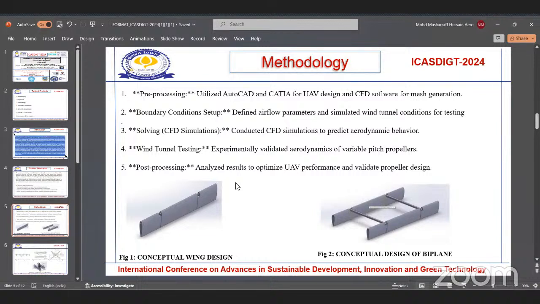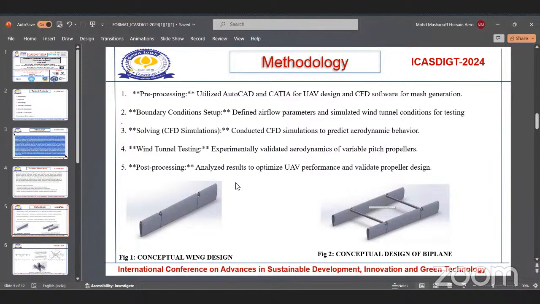And second, we have used computational fluid dynamics, CFD software. In the CFD software, we can predict the aerodynamic behavior. In aerodynamic behavior, it could be coefficient of lift, coefficient of drag, pitching moment, angle of attack, different airflows, and how the UAV can change its direction as well as the different airflow on it.